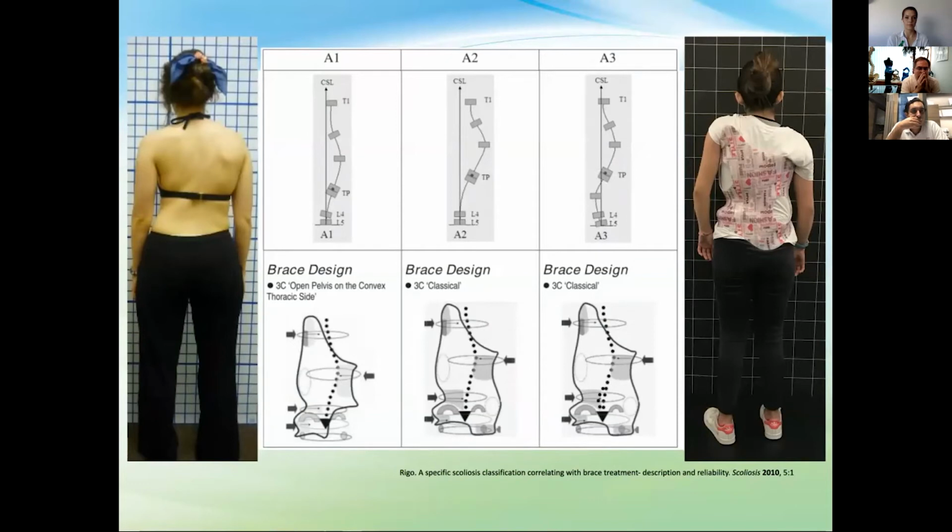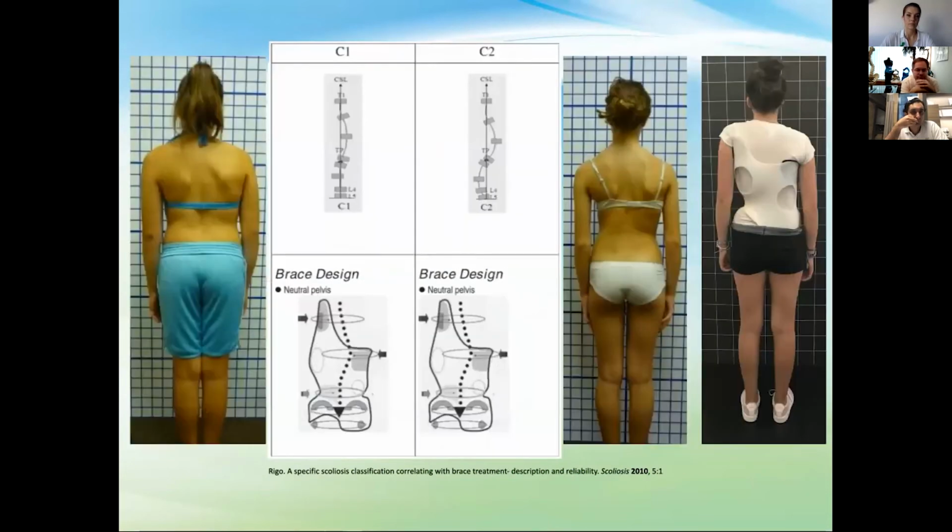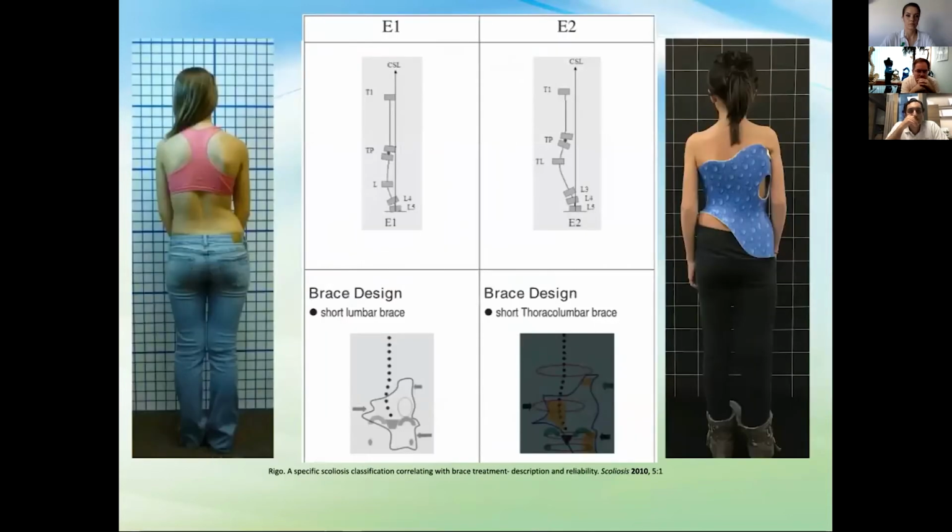This is, in my opinion, very important. If we have the same classification, we are going to do the same work, and we are going to have, in my opinion, good results. Here you have the 3C or the 4C curve pattern. Here, lumbar and thoracolumbar. Okay, perfect. Lumbar, sorry, and thoracolumbar now.